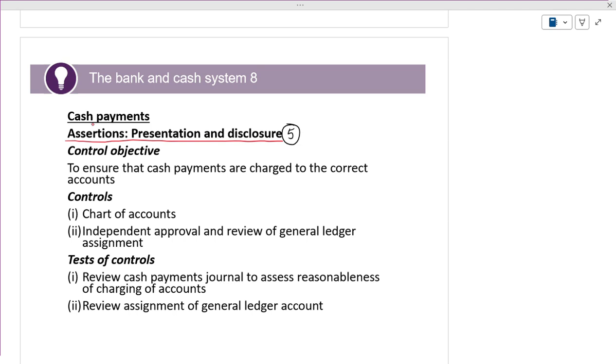To ensure that cash payments are charged to the correct accounts. What we have done, when you are doing the things, first you will do general entries. The last one, you are talking about the general ledger. In this process, you have the general entry, then you will have the subsidiary books. This is the way you should know the flow. Then you will have the ledger, the general ledger.